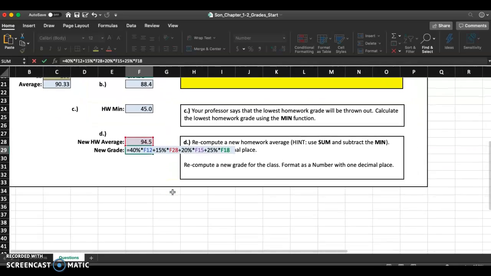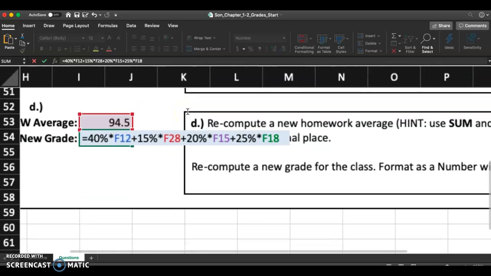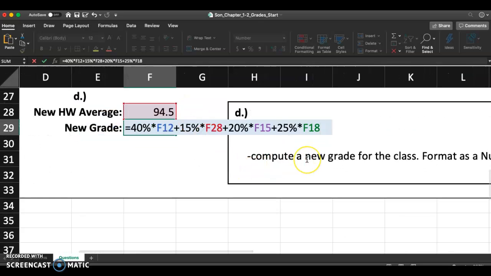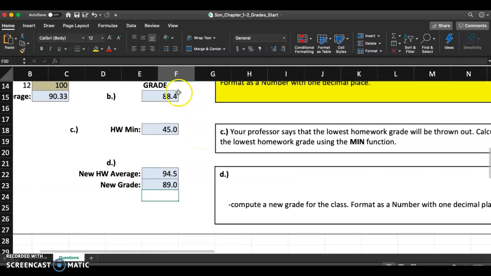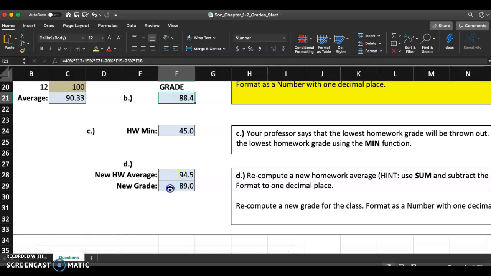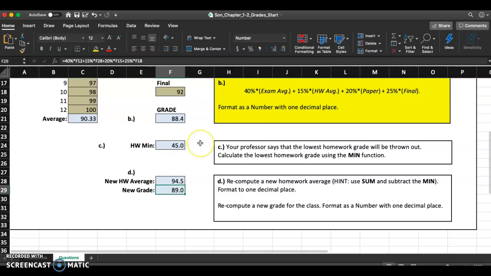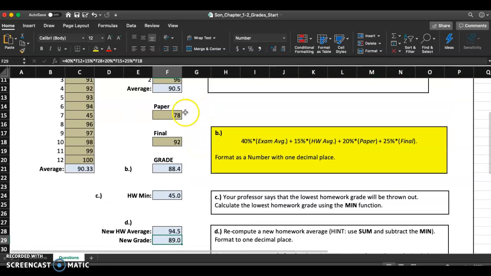Now I'm about to hit enter, but I just want to show you one more time before I hit enter. So check and see if you got the same exact thing. Right, hit enter. Okay. So the new grade is 89. Did it go up a little bit? It did, but I mean, why doesn't this person have a 90 yet? Oh, maybe because the paper grade was only 78. Okay. But anyways, we did our part.